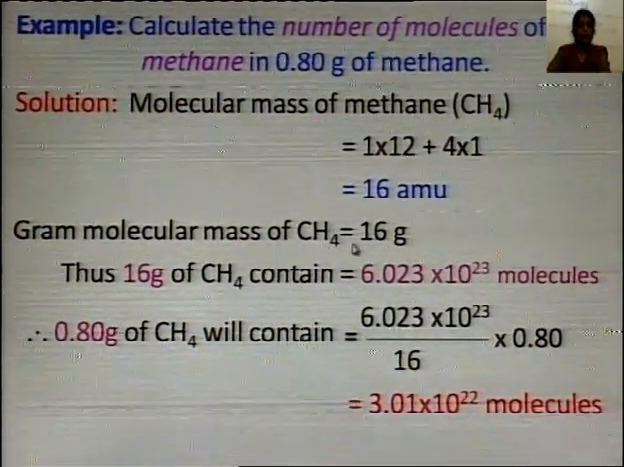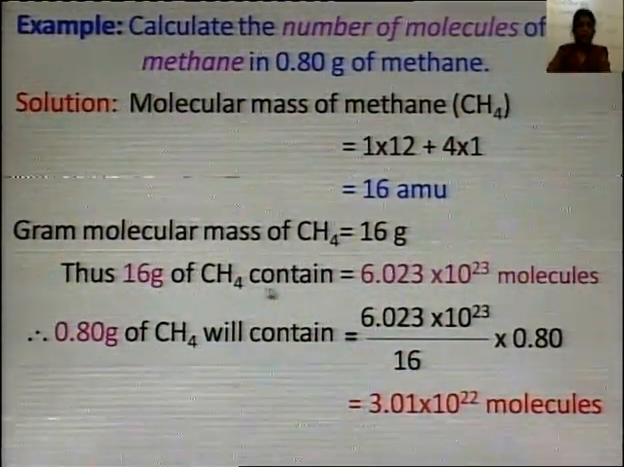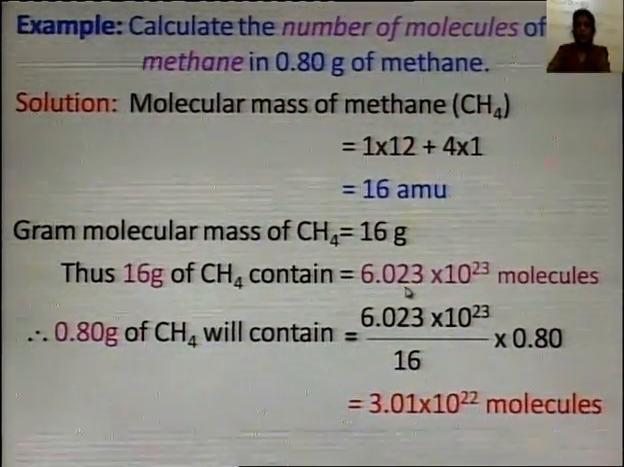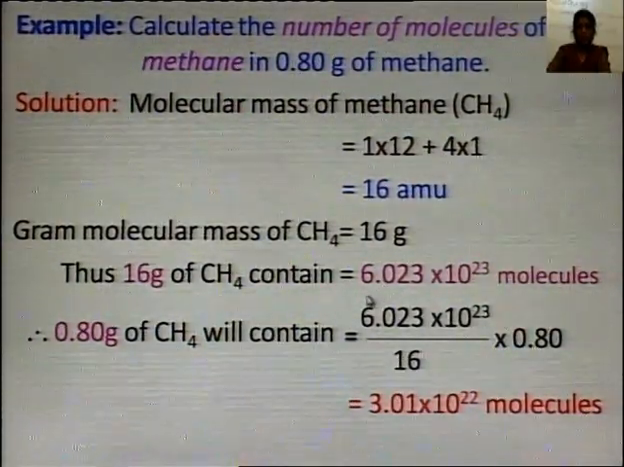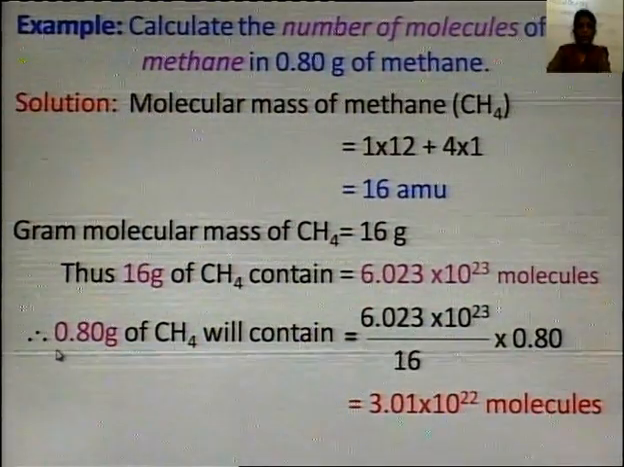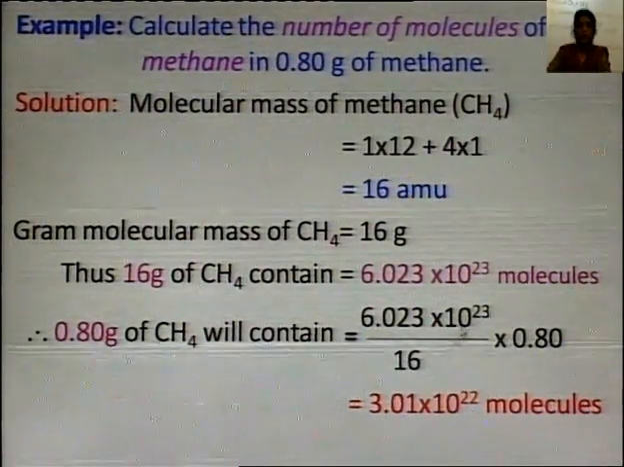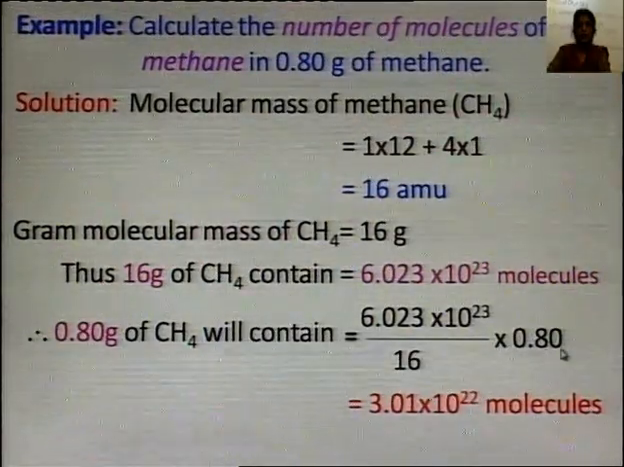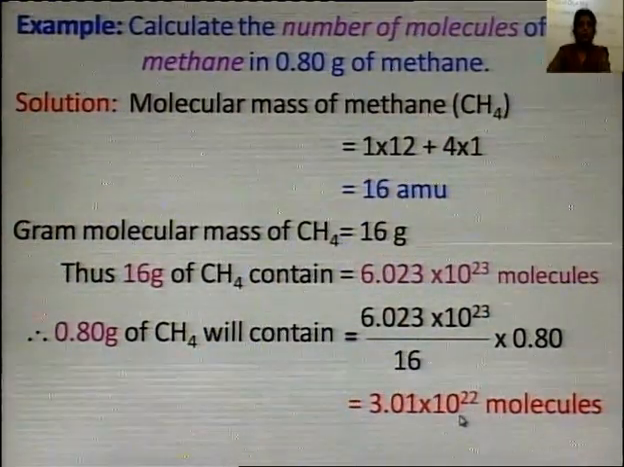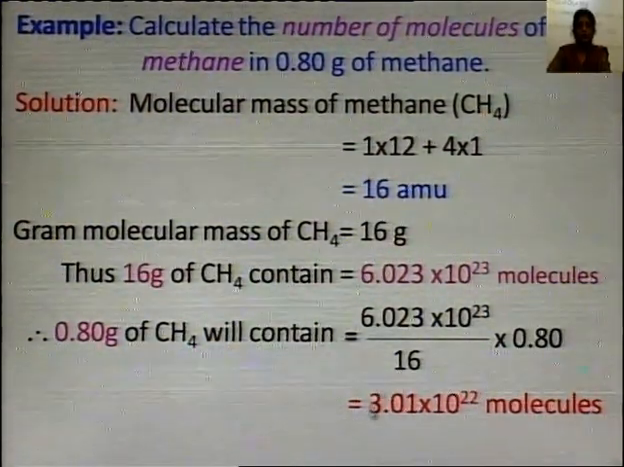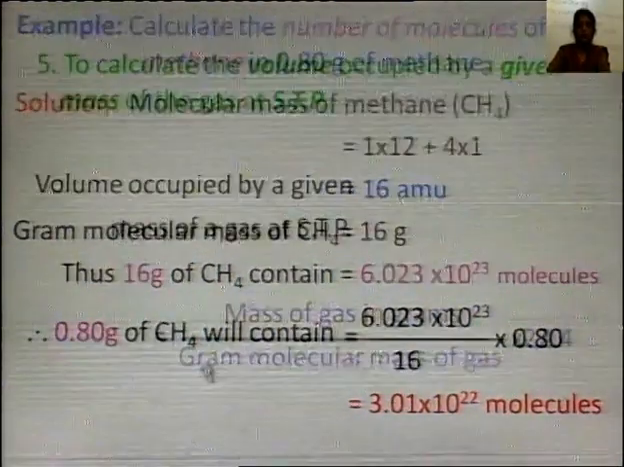Gram molecular mass of methane is of course 16 grams, and now we will have the equation. 16 gram of methane contains 6.023 into 10 raised to power 23 molecules. 1 gram will contain Avogadro's number divided by 16, and then you can calculate for 0.80 gram of methane. So, Avogadro's number divided by 16 into 0.80. So, the number comes out to be 3.01 into 10 raised to power 22 molecules. So, this many molecules are present in 0.80 gram of methane.